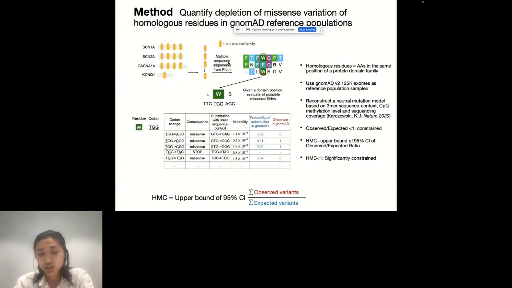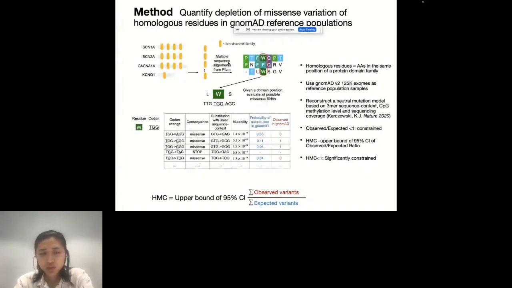Having these two quantities, we compare the ratio. If the ratio of observed to expected is smaller than 1 for a domain position, it means this position is under constraint. We further calculated the 95% confidence interval for this ratio and take the upper bound as our HMC score. So if HMC is smaller than 1, that means this position is under significant constraint.